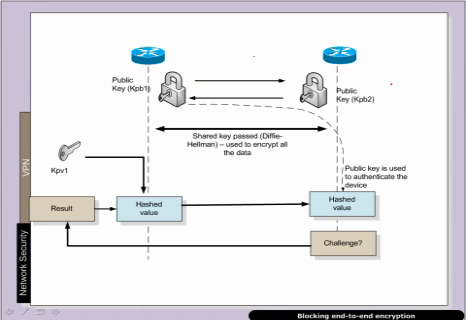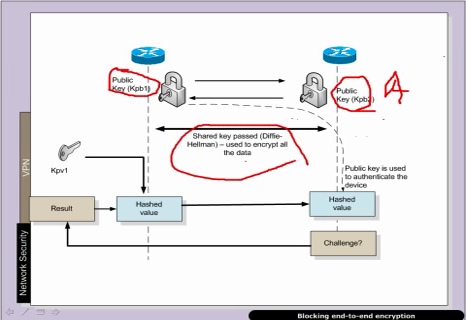So one method of authentication that we have is to pass public keys at the start between the two devices. And then we typically don't use public key for the actual encryption because it's too processor intensive. We basically use our public keys for authentication. Then we use something like the Diffie-Hellman method to negotiate a shared secret key, and then we use that to encrypt the traffic.